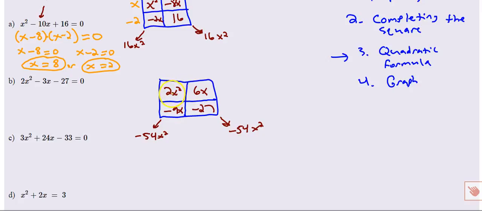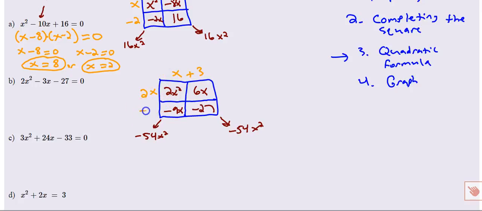Okay, 2x squared has to be 2x times x, but where do I put the 2x? So notice this column right here, I have a 2 and a 9, and the 2 and the 9 are not both even, whereas the 2 and the 6 are both even numbers. So I'm going to put the 2x here and the x here, because 2x times x is 2x squared, and then 2x times something is 6x. So that must be a 3, because 2 times 3 is 6. So 2x times 3 is 6x.